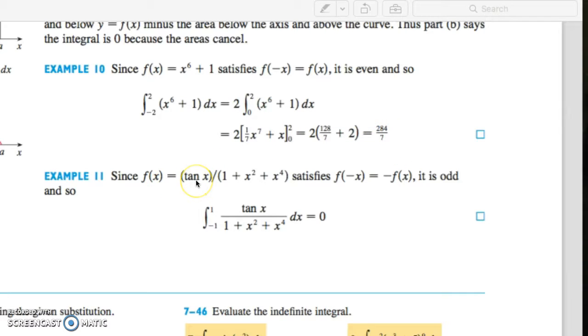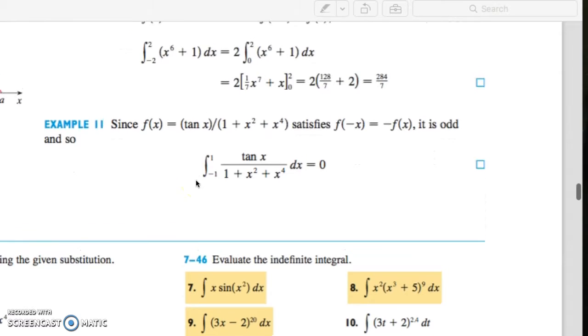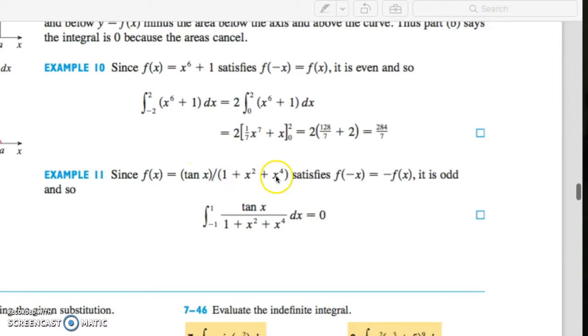Here we've got an odd function. If I plug in a negative, it would make everything negative. So they're going from -1 to 1. Since those are the same number but opposite sign, the answer is just 0, and we don't actually have to go through the process of finding the antiderivative of it.